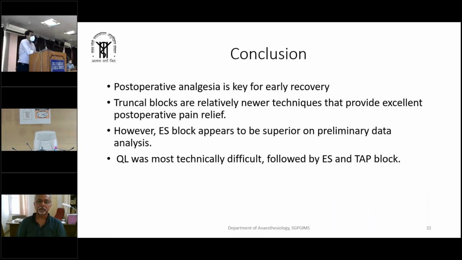In conclusion, we would like to surmise that truncal blocks are an effective way to provide excellent postoperative pain relief. In our experience, erector spinae block on preliminary data analysis appears to be superior. We felt that QL block was the most technically difficult, followed by erector spinae block, and followed by TAP. TAP was simplest to perform.